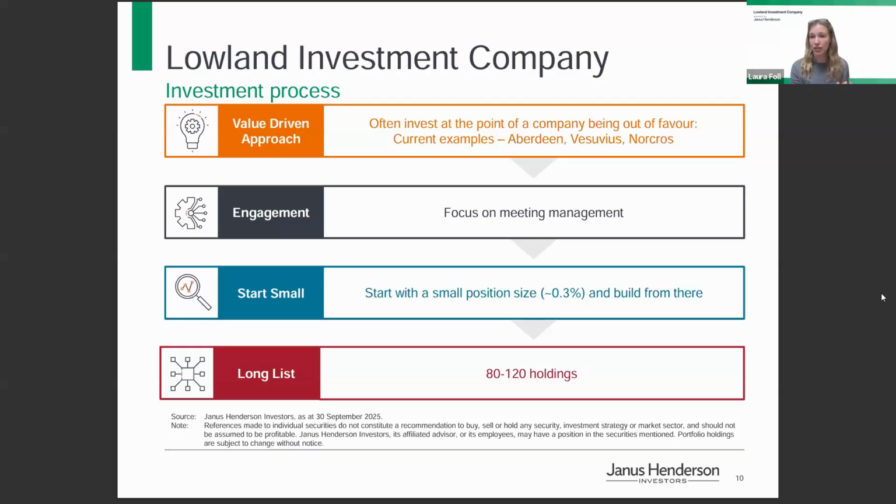So it is value as a process, but it's not one metric across the whole market. We don't think that works. You have to be bespoke. And we're paying attention to individual companies and looking for what we see as valuation anomalies. And then the next step is meeting management.